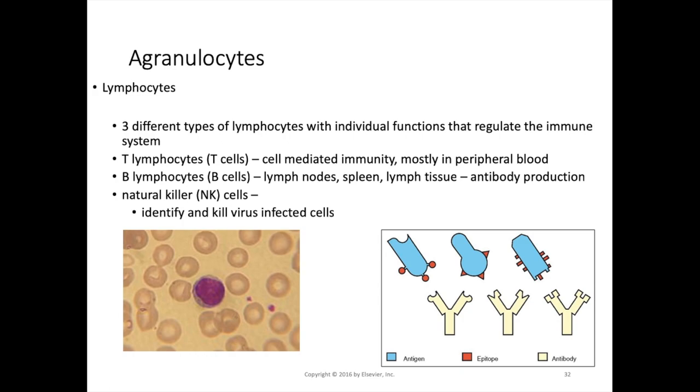Lymphocytes, there's three different types of lymphocytes with individual functions that regulate the immune system. We have T lymphocytes, also known as T cells, which are responsible for cell-mediated immunity, and they're mostly in peripheral blood. We have B lymphocytes, or B cells, which you'll find in the lymph nodes, the spleen, and the lymph tissue overall. They're responsible for antibody production. And then we have the natural killer cells, which identify and kill virus-infected cells. So they kind of seek out and destroy. So all of these three cells working together in their specific areas of the body are responsible for a huge portion of our immune system.